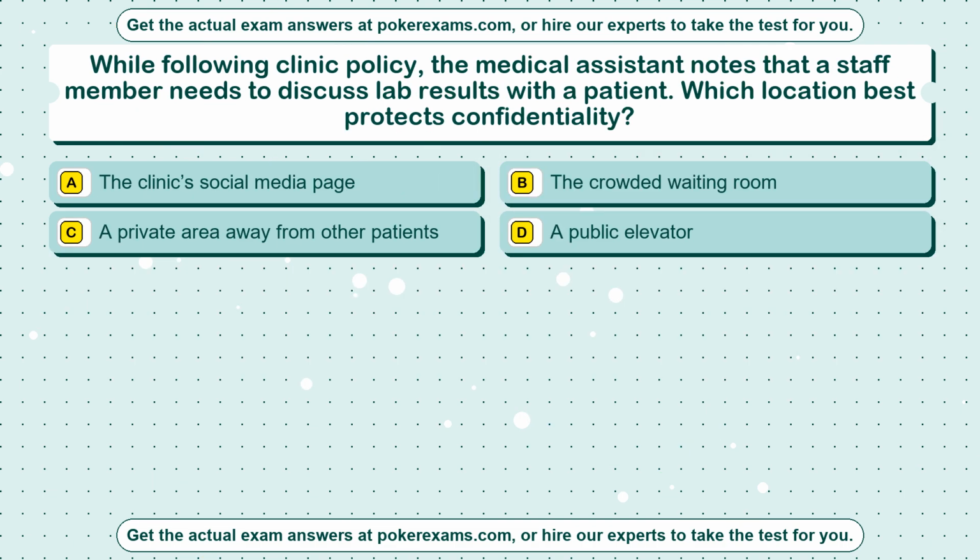Question 58. While following clinic policy, the medical assistant notes that a staff member needs to discuss lab results with a patient. Which location best protects confidentiality? Option A, the clinic's social media page. Option B, the crowded waiting room. Option C, a private area away from other patients. Option D, a public elevator.